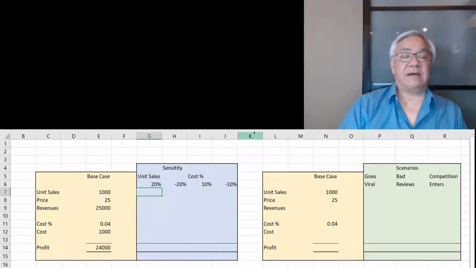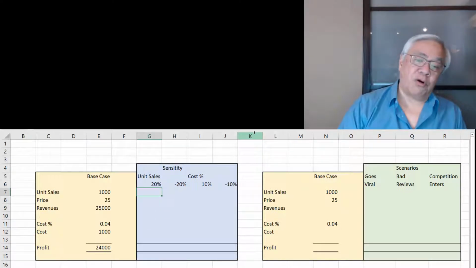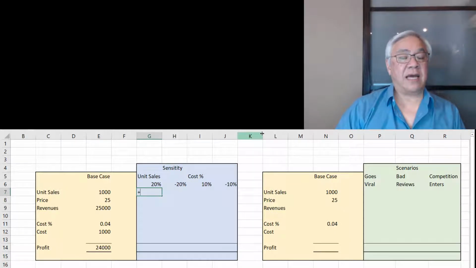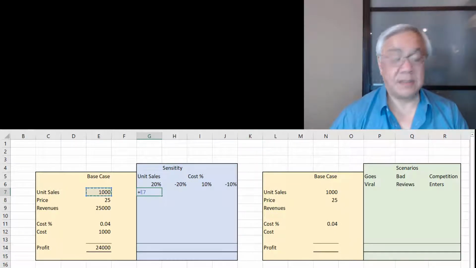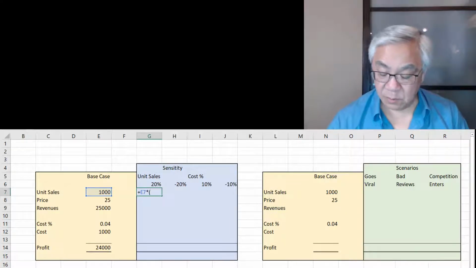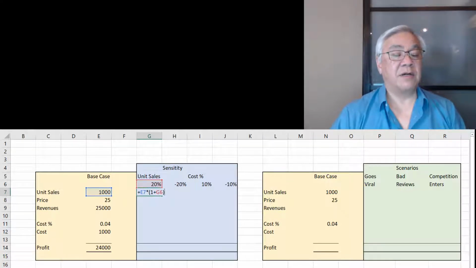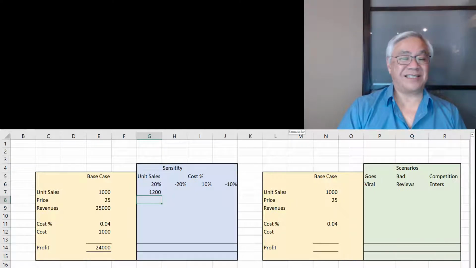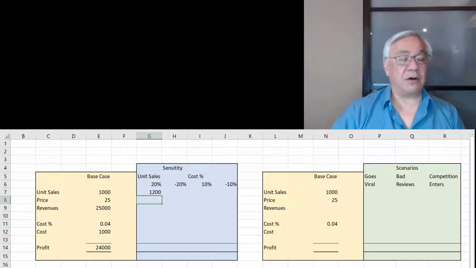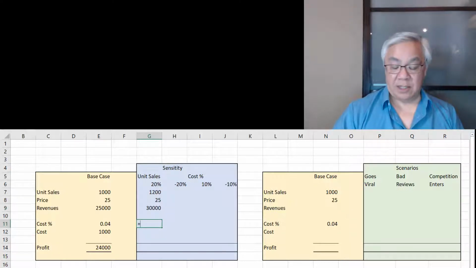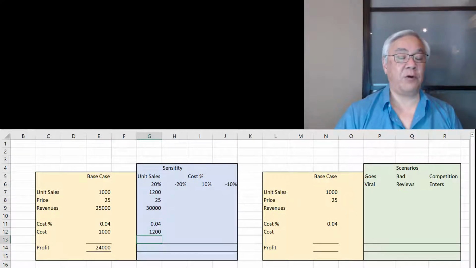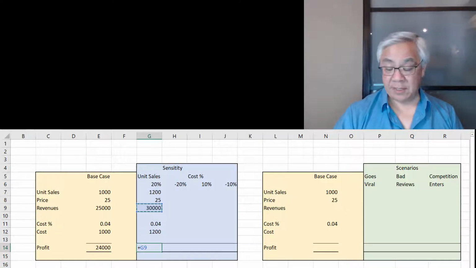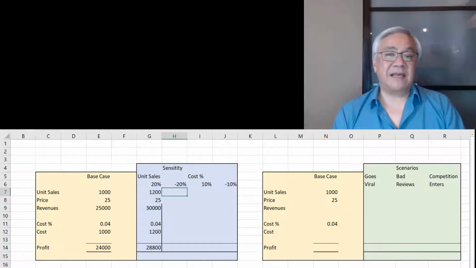What if our unit sales is off and it goes up by 20%? So that is equal to the sales times, open parens, 1 plus 20%. So our sales are 1,200, right? You probably knew that just by looking at the number. And then let's just play it out. The sales price is the same, and the revenues are the same calculation, but now because we sell more, we make more. The cost is still 4%, and our result there is we sold more, so we pay more, and our profit is higher because we have a very profitable business here.